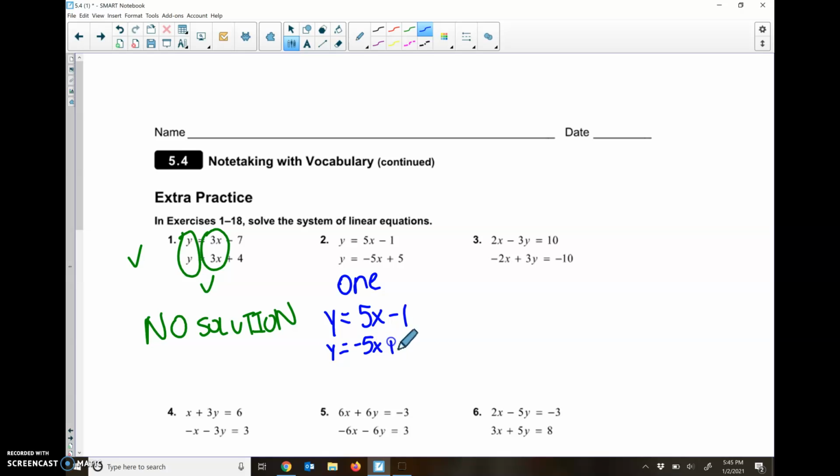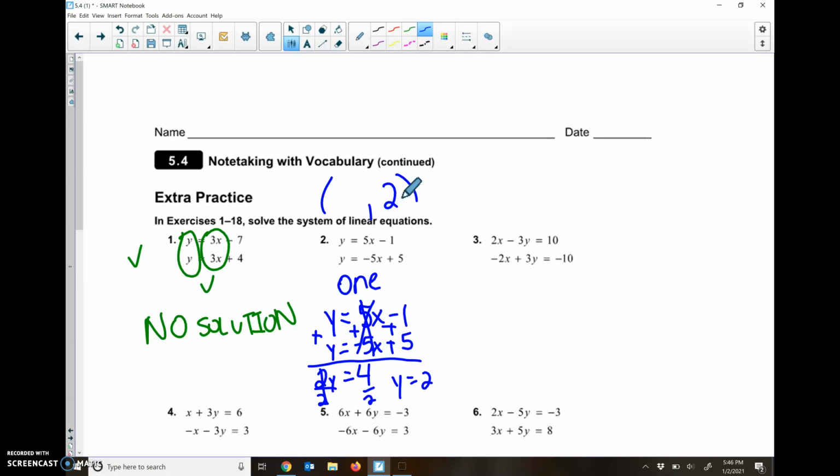So, all right. I'm going to add everything together to get my y's or my x's to cancel. So y plus y is 2y. 5x plus negative 5x cancels out at 0. And then negative 1 plus 5 is 4. So divide both sides by 2. So I figure out my one solution for this problem, y equals 2.